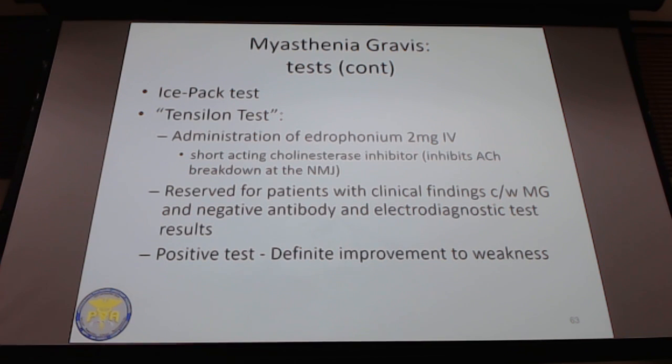Kind of neat, ice pack test, right? So we talked about that variable weakness, usually in the face, right? So you can go back to that crazy eye that we just saw, that down and out palsy, or that diplopia or ptosis. You put an ice pack on that lady's eye and hold it there for about a minute and take it off and it's normal, right?